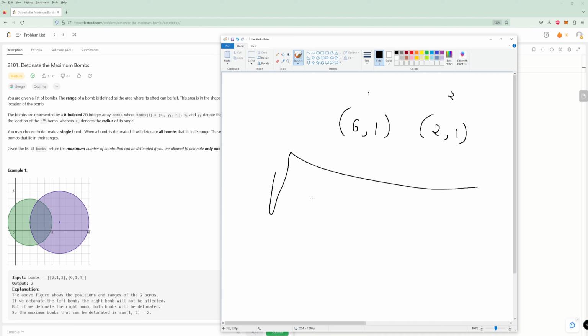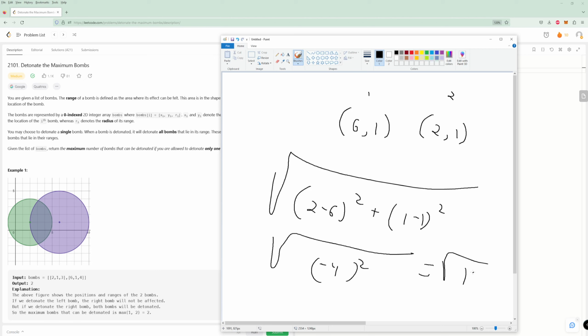Remember, it is x2 minus x1, so that's 2 minus 6 squared, plus y2 minus y1, which are the same, so 1 minus 1 squared. So clearly this is the square root of negative 4 squared, which is the square root of 16, which is 4. And you can see that if one of these two values is the same, then the distance is just the difference between the x values, or the difference between the y values. But we can see that our formula works.